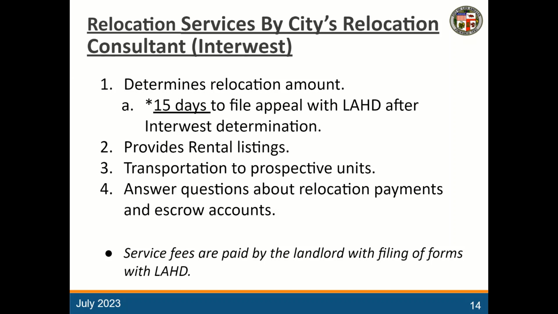The tenant and landlord have the right to file an appeal of that decision if they do not agree with the amount that was determined. That appeal has to be filed within 15 days after the determination is made. And there will be a general manager's hearing scheduled where a third party, a hearing officer, will take testimony of the parties and review documentation to determine if the relocation determination done by the consultant was correct and should remain the same, or if it should be changed.